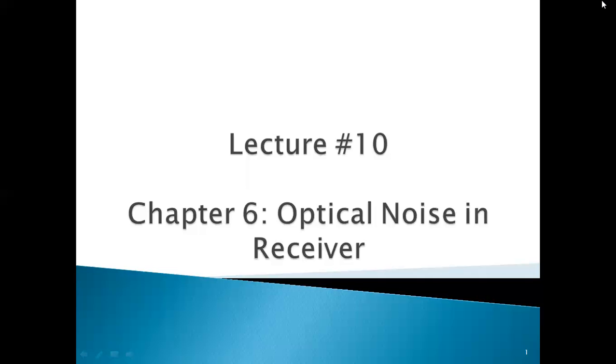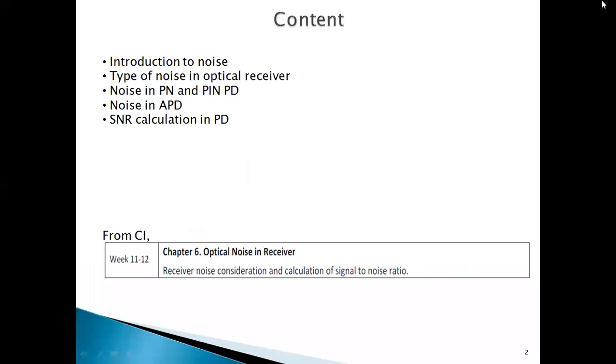So for chapter 6, we're going to learn about the noise that is produced in these optical receivers. This is very important, particularly because it will enable us to calculate the signal to noise ratio of your optical receivers. So this will be the content of this lecture. First will be the introduction to noise. Then we're going to see the types of noise that can be generated in optical receivers. Following that, we're going to see the noise that exists in PN and also in PIN photodiodes.